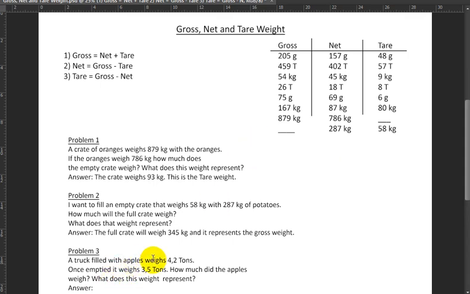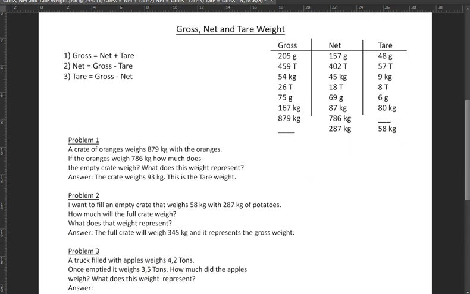Okay, let's delete it. Next one. I'm pretty sure from this you can guess which weight we'll be looking for, but let's just continue. This one says a truck filled with apples weighs 4.2 tons. Okay. Once emptied, it weighs 3.5 tons. How much did the apples weigh? Okay. Well, what are we being told here? The truck filled with apples is 4.2 tons. Okay, so let's think about that. The truck filled with the apples, is that the gross weight, the net weight, or the tare weight?